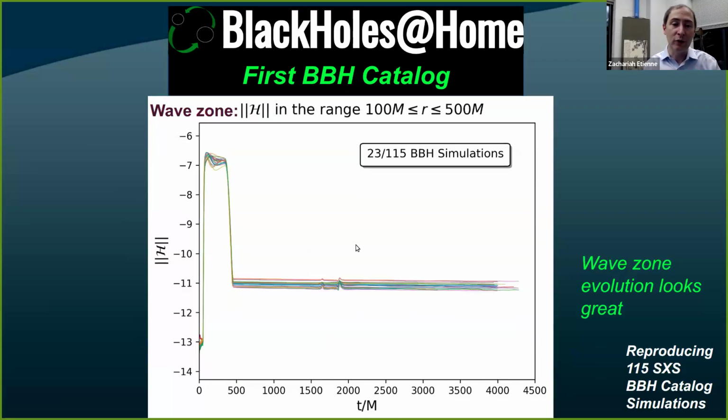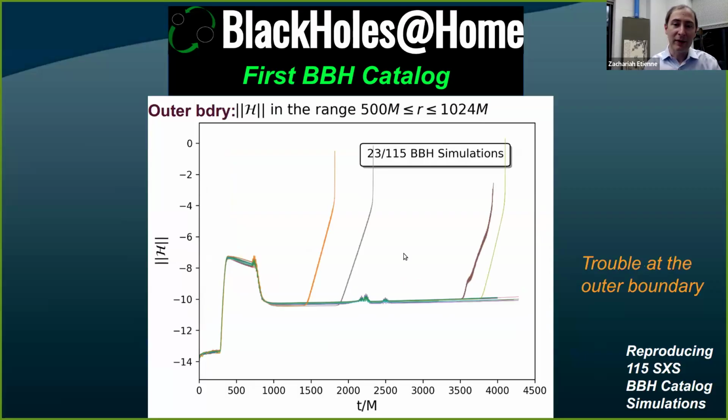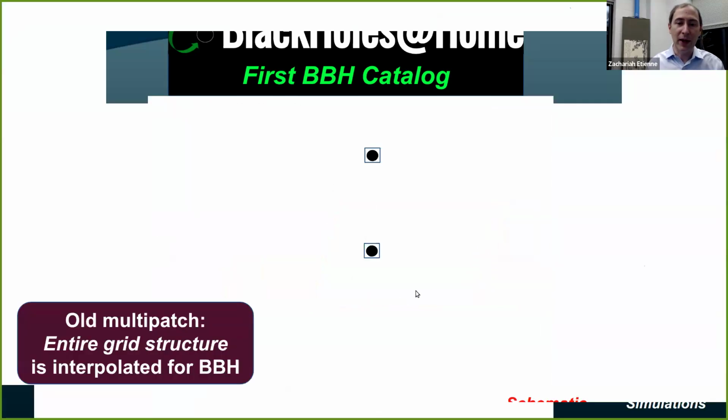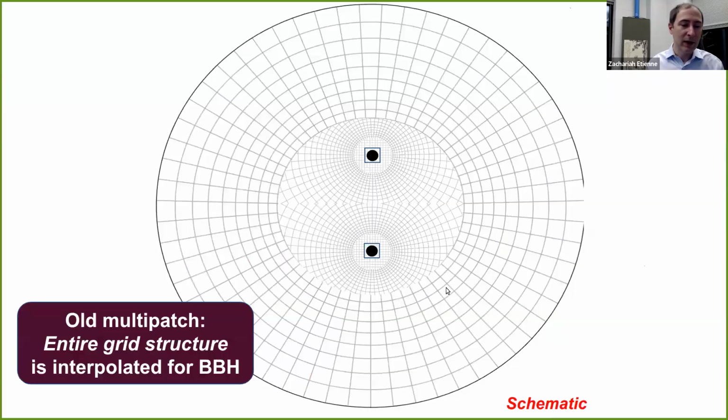The strong field to the weak field, 500 M away. The issue happens at the outer boundary, and it only happens in a fraction of the cases, but it's enough to not want to launch a volunteer computing project when you have over a 20% chance. Not 20%, no, this is 4 out of 23. So yeah, I guess it's about a 20% chance of your simulation dying prematurely. So there's trouble at the outer boundary, very annoying.